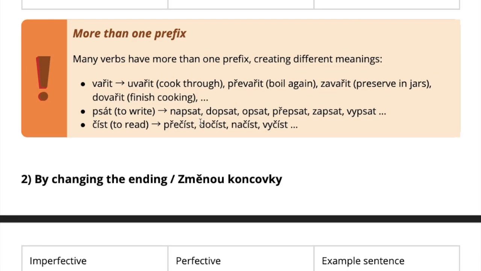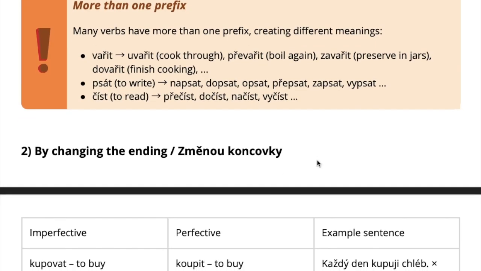I'm sure that you have seen some other examples like napsat, dopsat, obsat, přepsat, zapsat, vypsat. Sometimes phrasal verbs help me in English to be able to translate these verbs as clearly and as precisely as possible. But sometimes English just cannot communicate these little nuances. So you just have to understand them from the context.